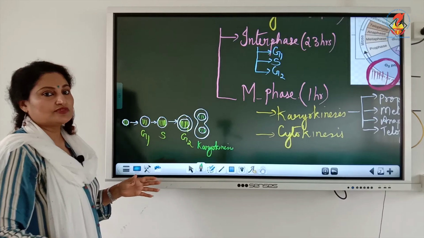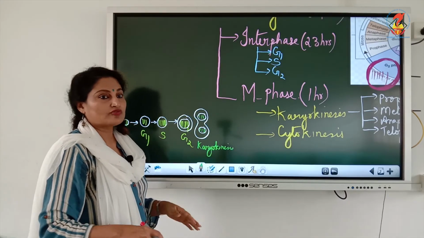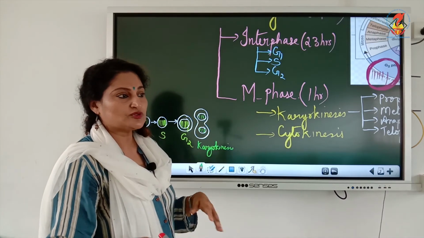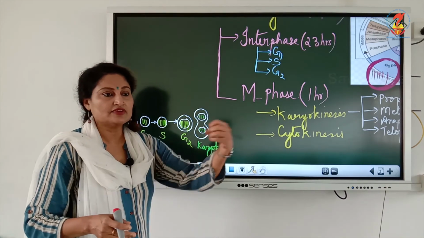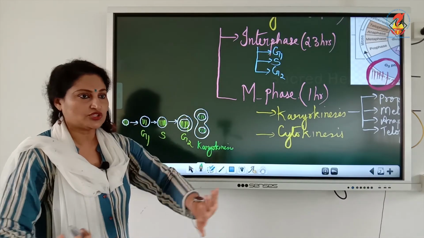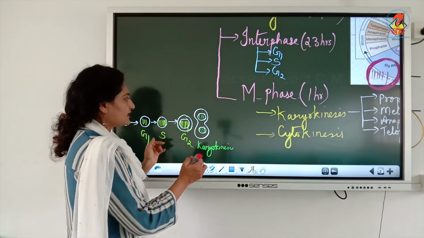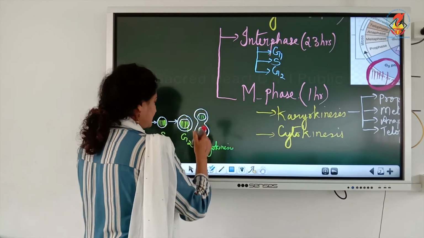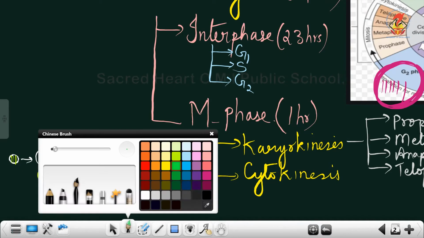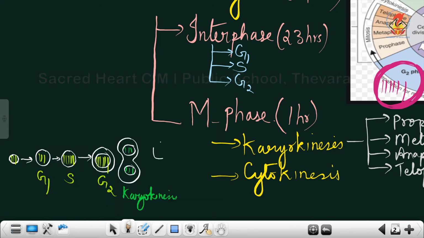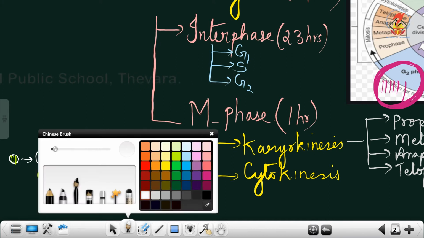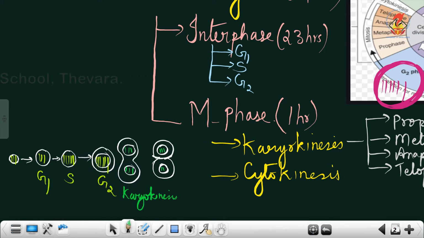See, karyokinesis is the division of the nucleus and distribution of the chromosomes. Here I started with 6 chromosomes, so the 6 chromosomes get segregated, 3 will go to one nucleus, 3 will go to the other nucleus, so they get equally segregated. Now what happens? The cytoplasm constricts and divides. So this is going to constrict and divide, and the cell is going to be divided into 2. So constriction took place, and finally it separates. We get 2 daughter cells.